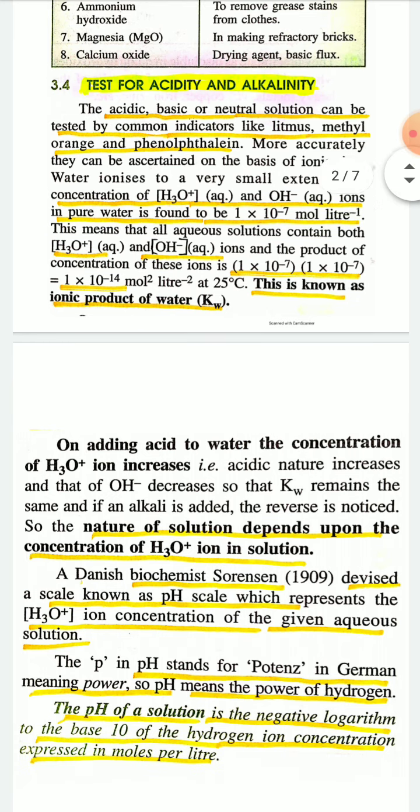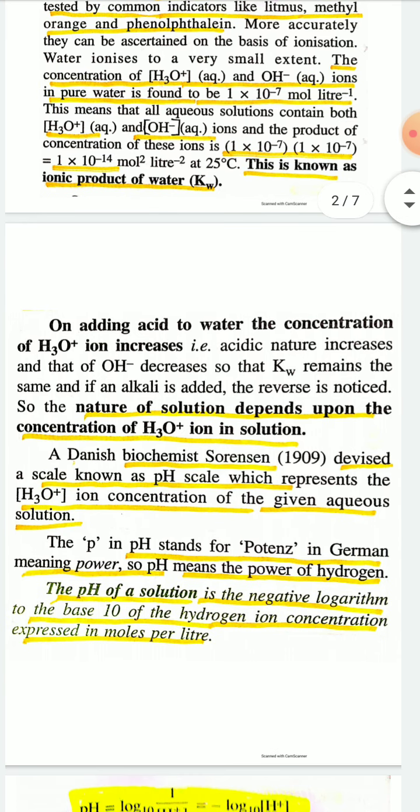Okay, a Danish biochemist Sorensen devised a scale which is known as pH scale. By using this pH scale, you can calculate, or you can say whether a solution is an acidic or a basic solution.